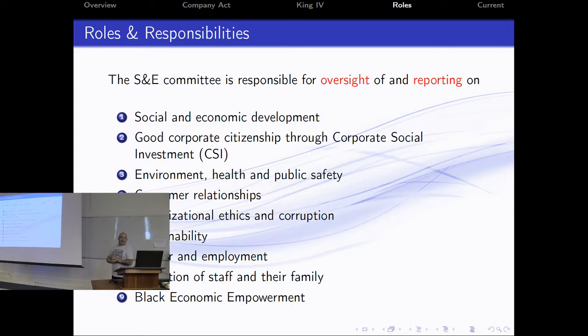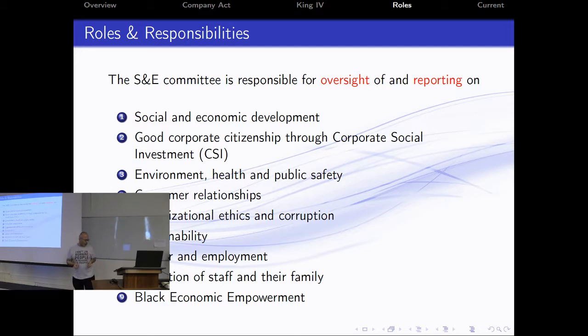So what is it that we are going to be looking at doing? As I've said, it's about oversight, providing the broad picture view of the organization, and reporting back to the board on a broad range of issues. There's social and economic development, good corporate citizenship, environmental health and public safety, consumer relationships, ethics and corruption. We are going to have to set up policies and guidelines in doing that and report how we are doing along those measures.